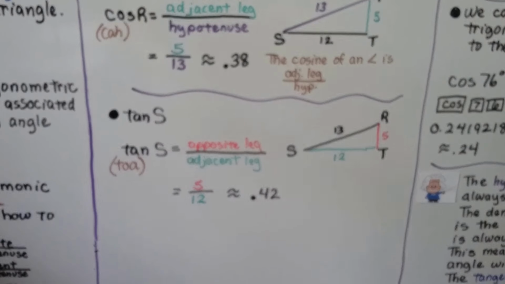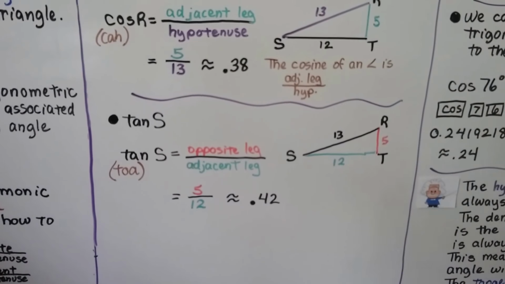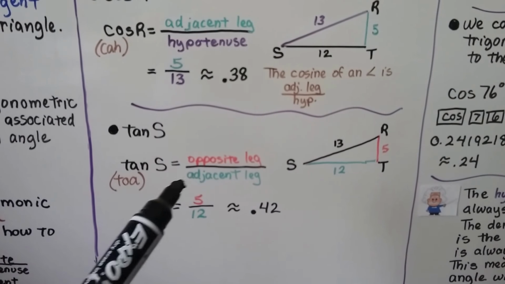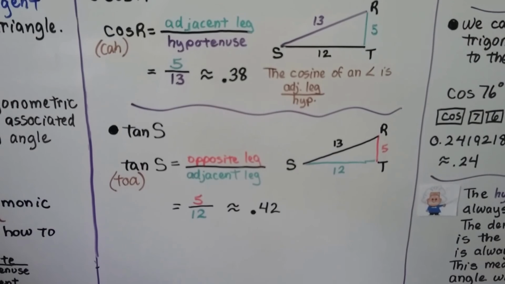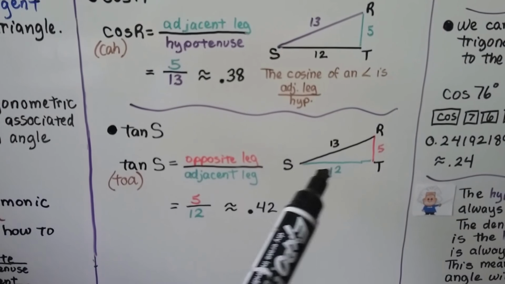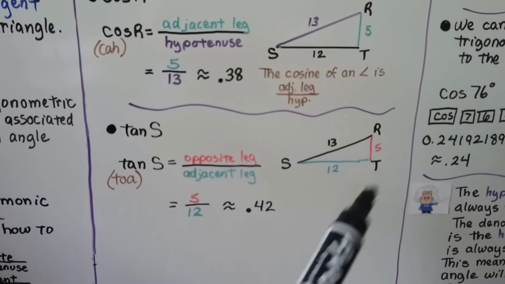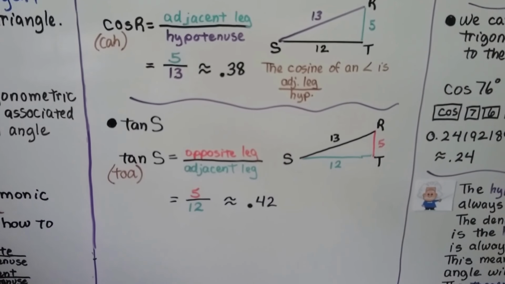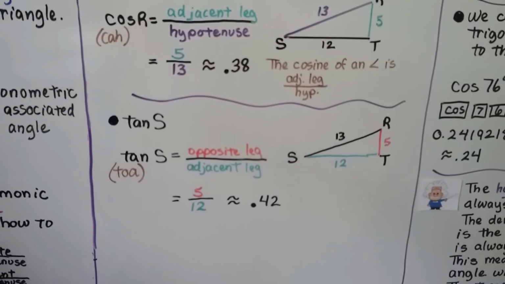For the tangent of S, now we're talking about S, that's the Toa in Soh-Cah-Toa. So we're going to do the opposite leg over the adjacent leg, the O over the A. The opposite leg of S is the 5, and the adjacent leg, the one next to it, is 12. So we have 5/12. 5 divided by 12 is 0.42.